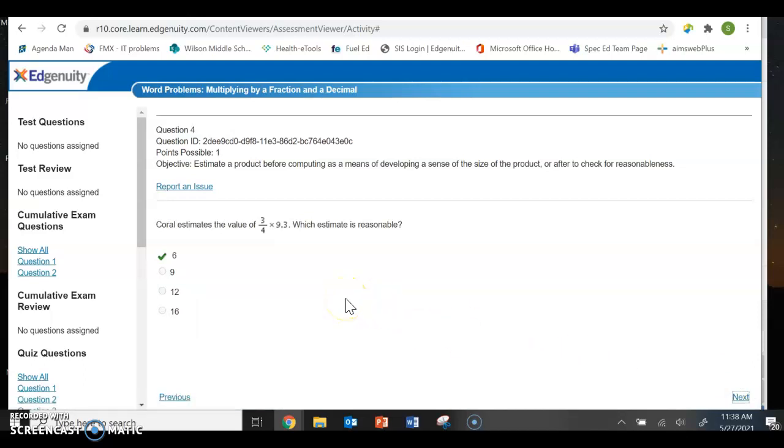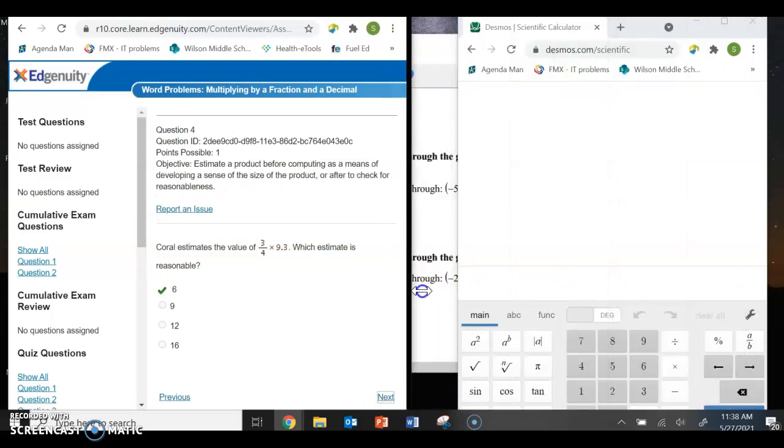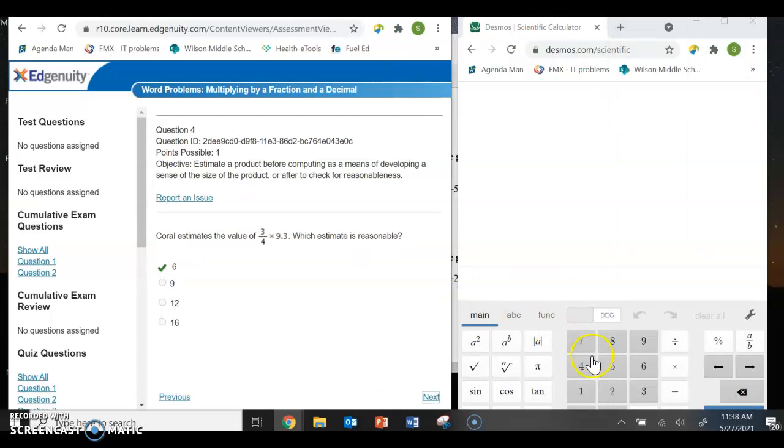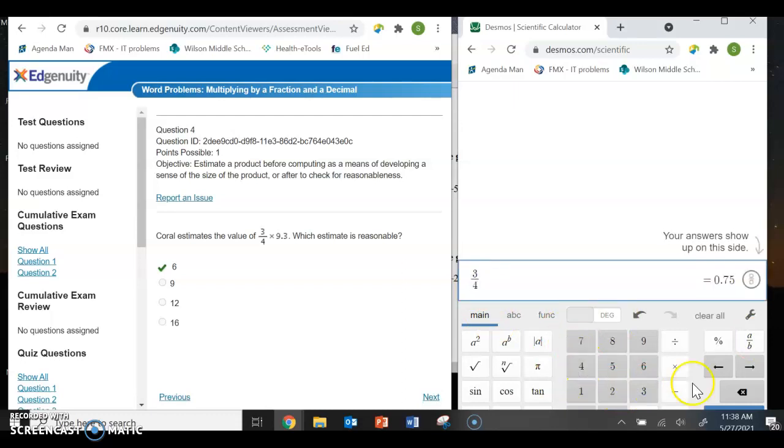Here's another one, and I'd actually use a calculator for these because it's a lot of math to do in your head. Coral estimates the value of 3/4 times 9.3. Which estimate is reasonable? I'm going to pull up my calculator and do the math in the calculator. The A over B button is your fraction, so I'm going to click that. Type in 3 as the top number. Click the bottom. I'm going to click this arrow.